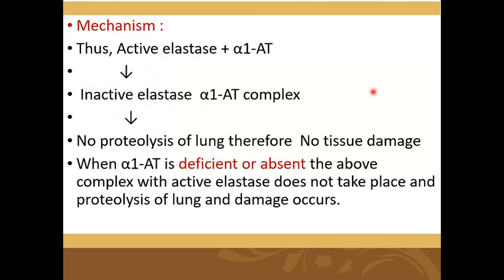Okay, the complex that has formed, this complex is inactive and no proteolysis of the lungs takes place, therefore no tissue damage takes place. Okay, no proteolysis of the lungs and no tissue damage takes place. When alpha-1 antitrypsin is deficient or absent, the above formation of the complex does not take place and the breakdown of the lungs, proteolysis of the lungs, takes place and the damage occurs.